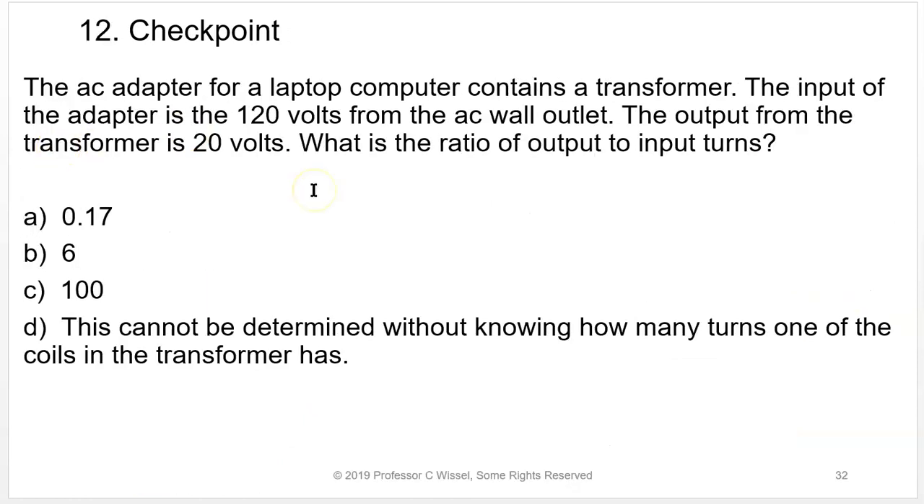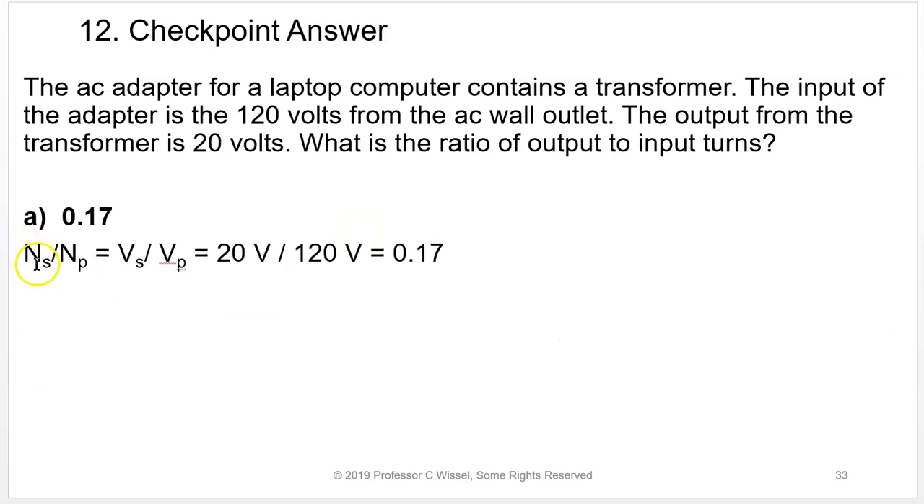So the AC adapter for a laptop computer contains a transformer. The input of the adapter is 120 volts from the AC wall outlet. The output of the transformer is 20 volts. What's the ratio of output to input turns? You take the number of turns in the secondary, divided by the number of turns in the primary. That equals the voltage in the secondary divided by the voltage in the primary. And they gave you these voltages. This is just the transformer equation. So it's 20 volts divided by 120 volts, or 0.17.